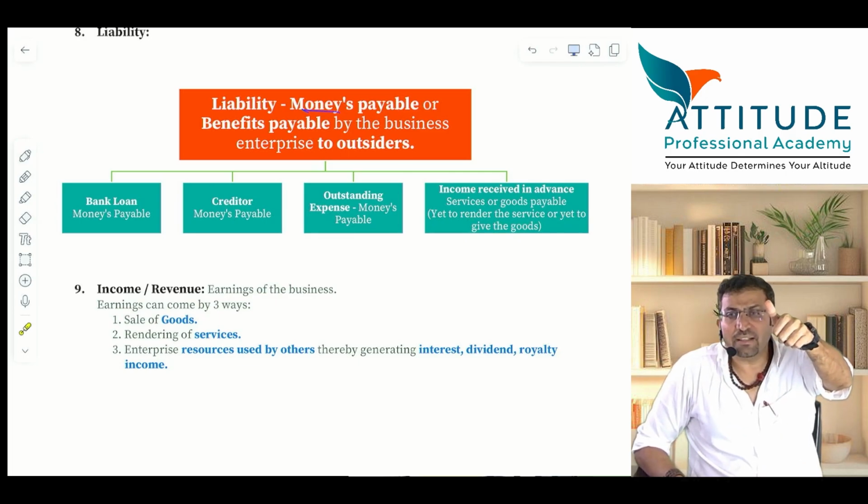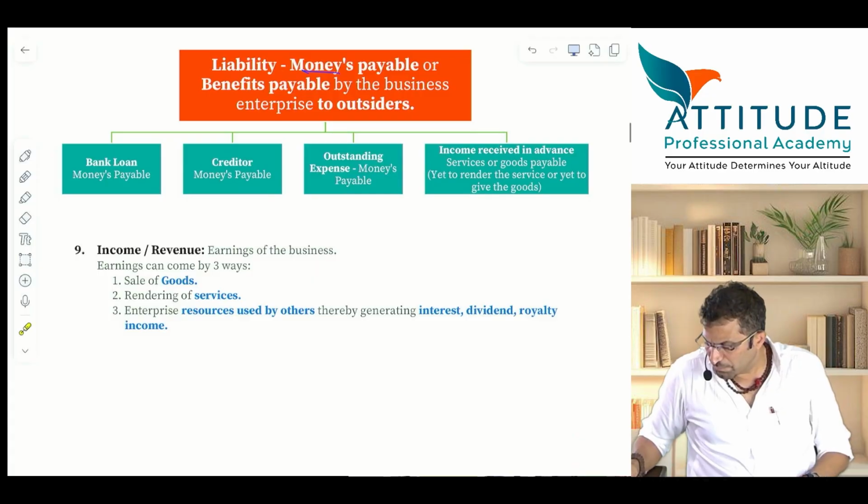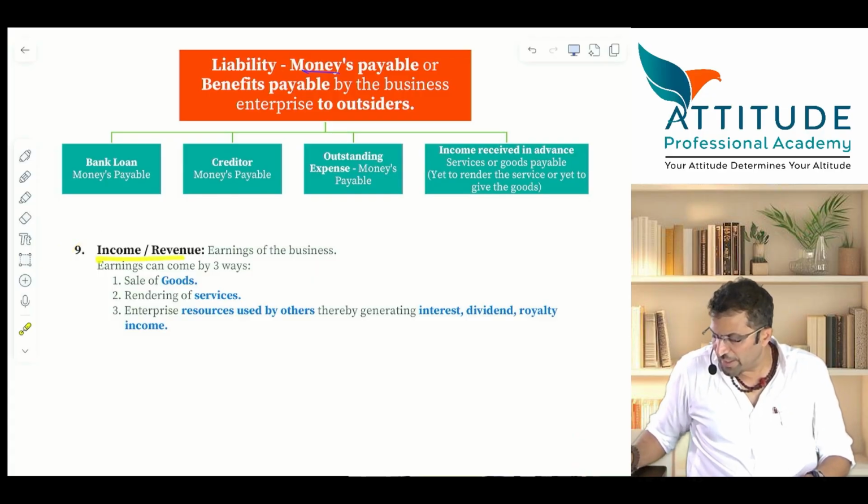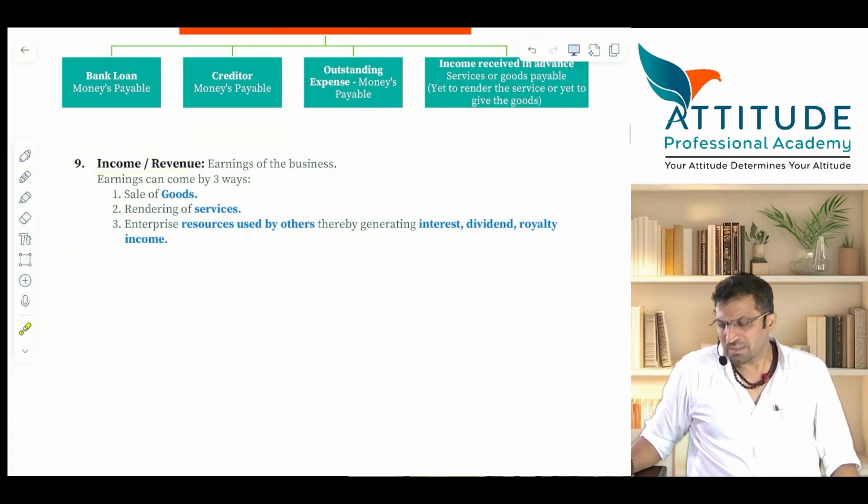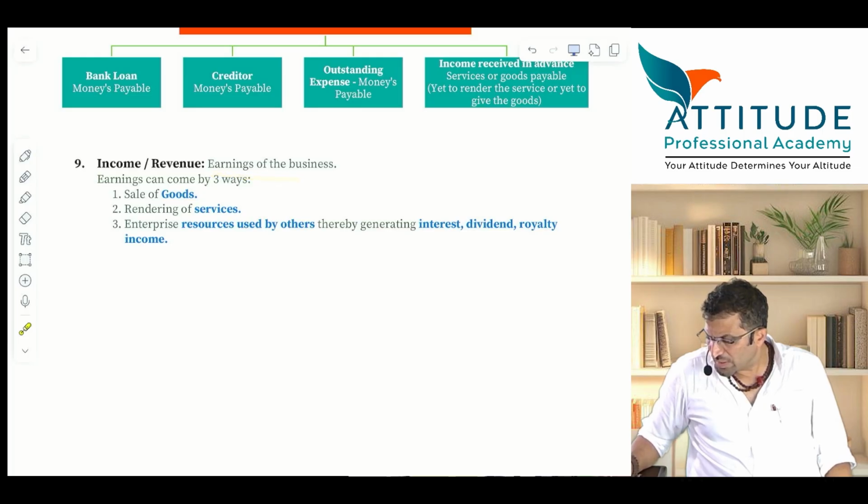I hope all of you understood this. Any difficulty? Clear? Next comes income. Income or revenue is known as the earnings of the business, and earnings of the business come in how many ways?